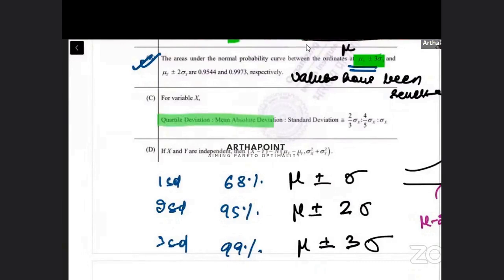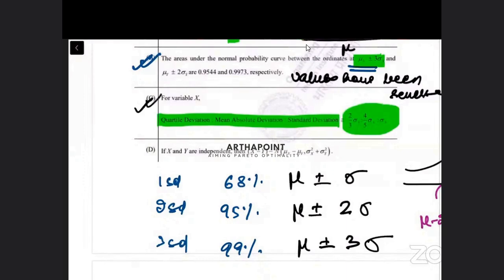Okay, quartile deviation to mean absolute deviation to standard deviation. Again, this is a given property. It is 2/3:4/5 sigma. This is correct. And please make note of all these properties.